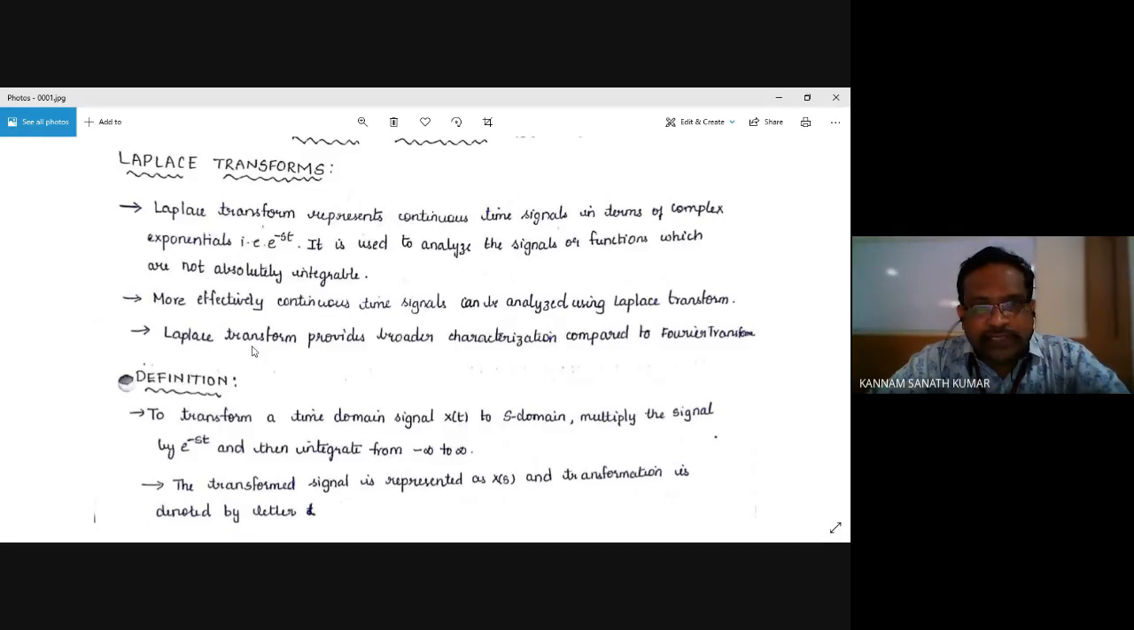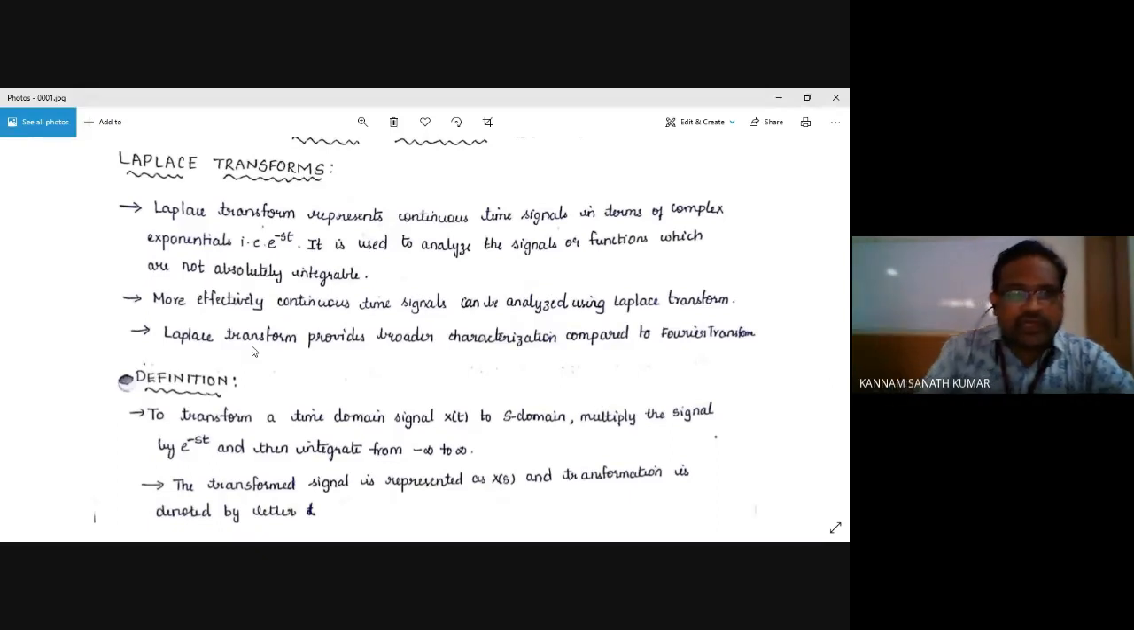And one more advantage is this. For some signals, suppose e power at is there, the Fourier transform is not applicable. So for some signals the Fourier transform is not applicable. By using the Laplace transform, we can convert those signals into frequency domain signals. So for the signals whose Fourier transform is not applicable, by using this Laplace transform we can convert the time domain signal to a frequency domain signal.